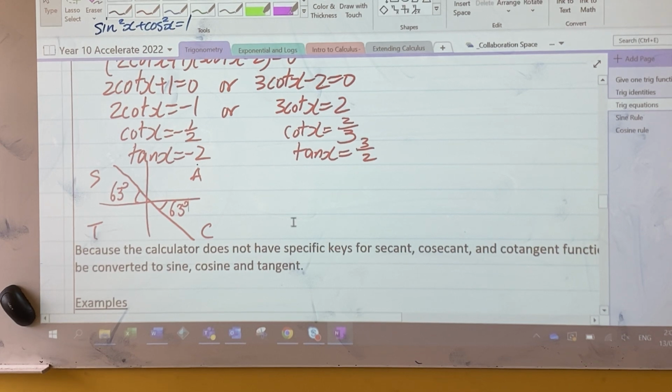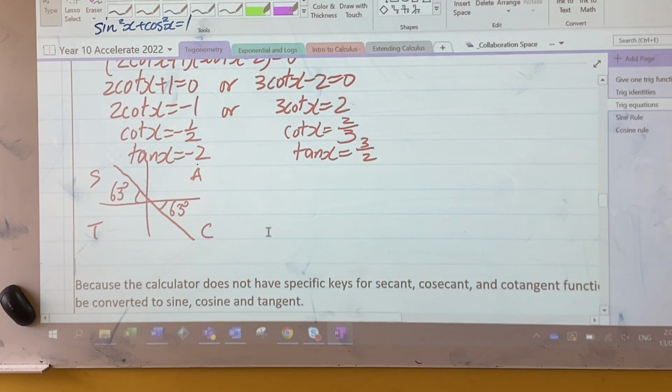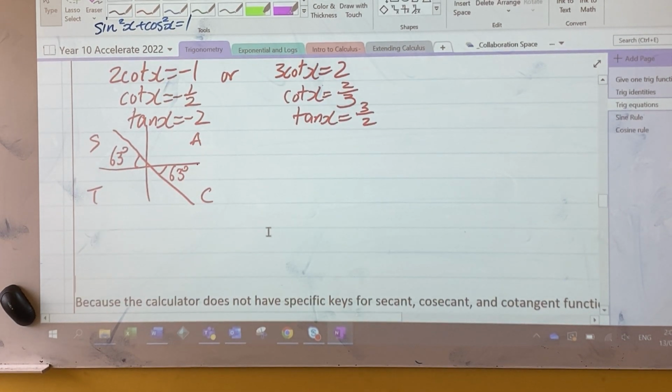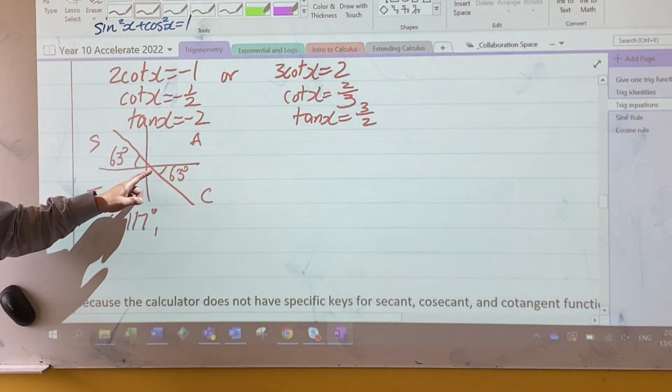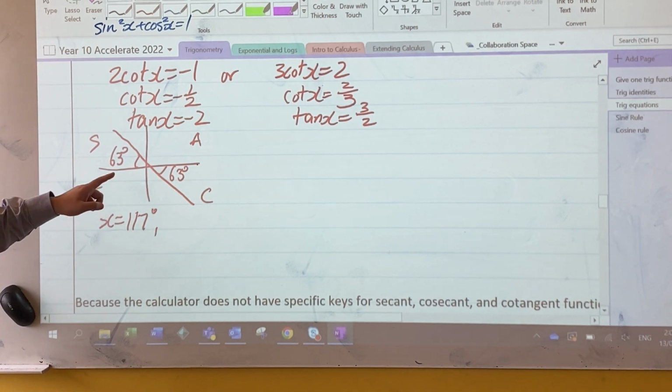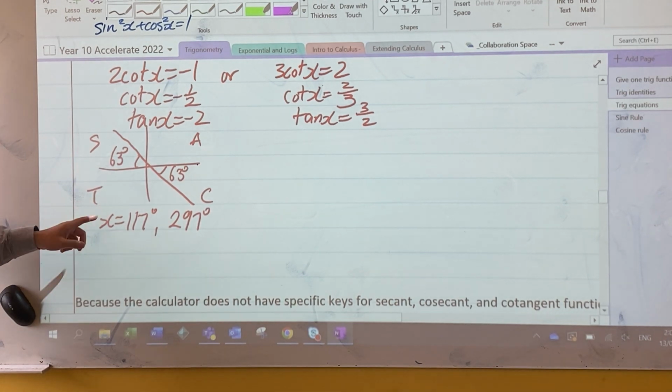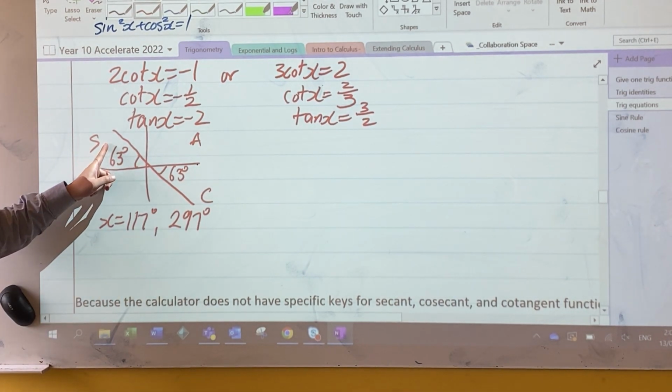You okay with that? Sorry, not enough space. I'm going to have to keep pushing down a bit. So x is 117. What's the other possible one? 297, fantastic. So these two answers are done for this particular situation.